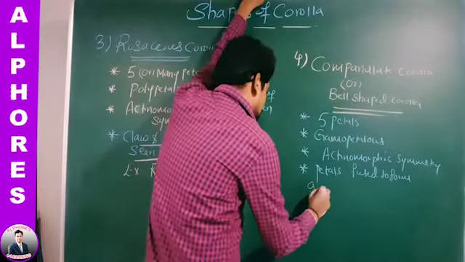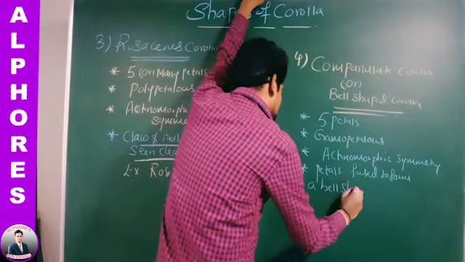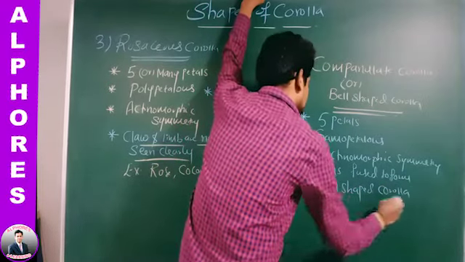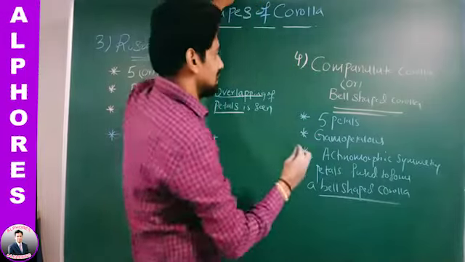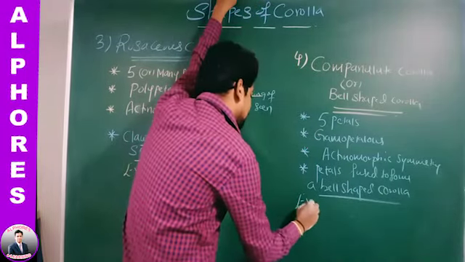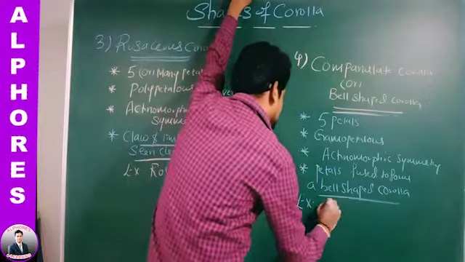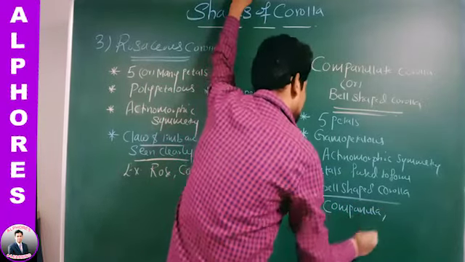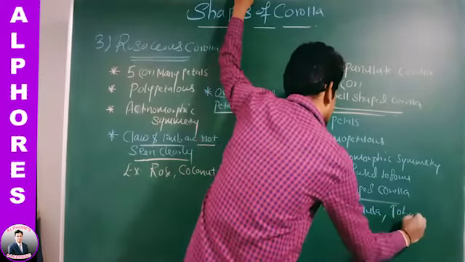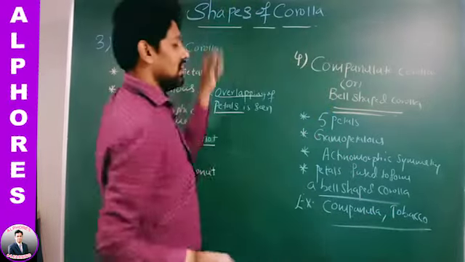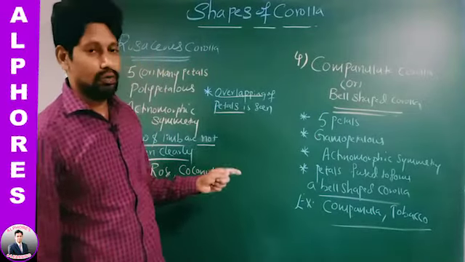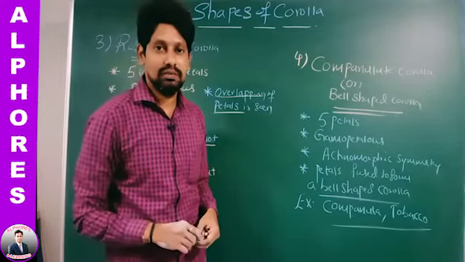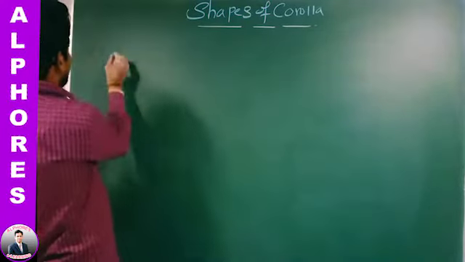Petals fused to form a what-shaped corolla? Bell-shaped corolla. What are the examples for campanulate or bell-shaped corolla? Campanula. Second example is tobacco. Campanula and tobacco are examples for campanulate corolla or bell-shaped corolla. Now go for the next one.